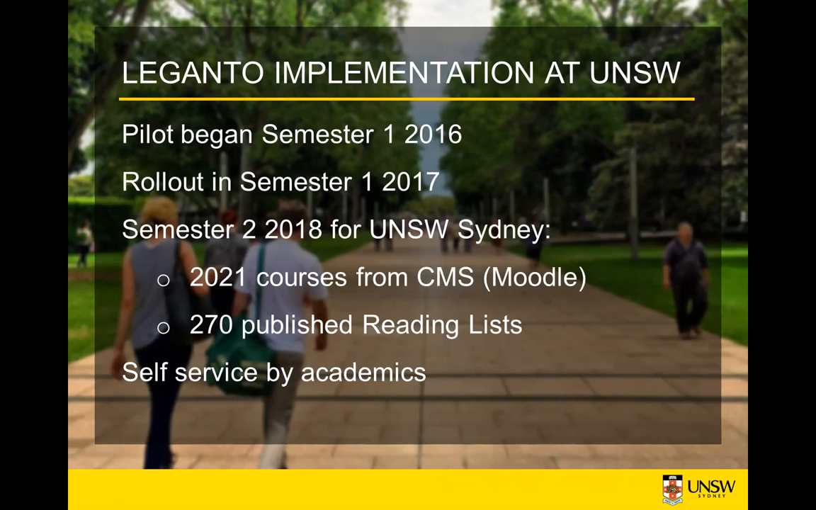Fast forward to 2018, of the 2021 possible courses that are using Moodle, there have been 270 published reading lists in Leganto. It should be noted that not every course that is listed as using Moodle is an active user for teaching purposes, meaning that the proportion is much higher than that figure would imply. The bottom line for us is that people who are using it are actively engaged with it, that the numbers are steadily growing, and they are not just users but evangelists for the product as well. They're actually encouraging their colleagues to use it.